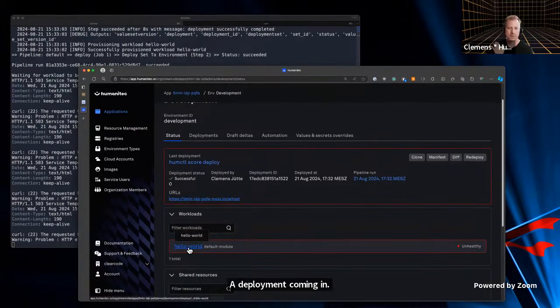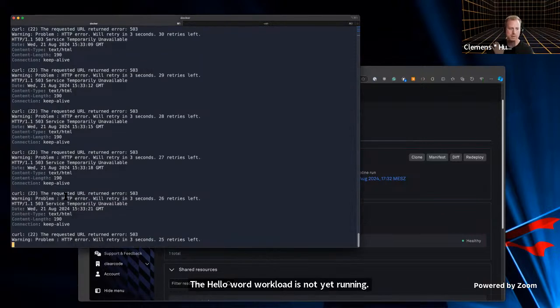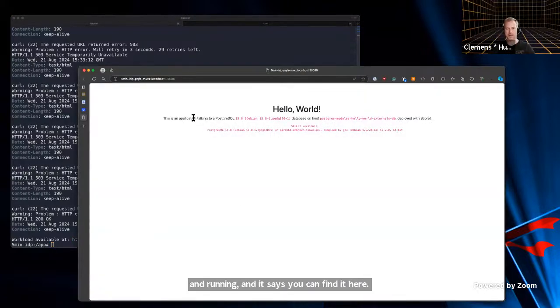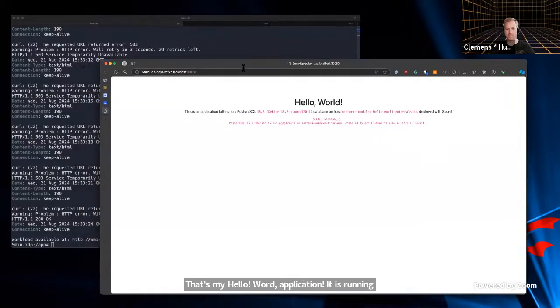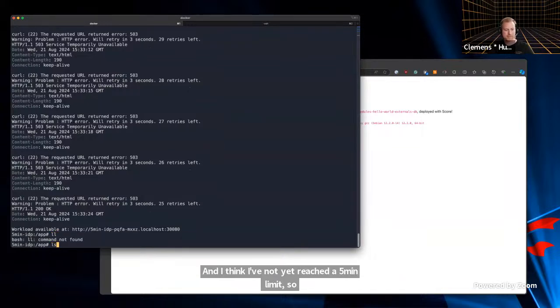Right. So the hello world workload is not yet running. Now it seems to be good. In the background here we go. So I had a few curls which went 503. Now the one is coming back because the workload is up and running, and it says you can find it here. If I open up a browser to here, I can see why. Great. There's my Hello World application. It is running against the Postgres database on top of my local IDP, my 5-minute IDP. And I think I've not yet reached the 5-minute limit, so I can still show you a little bit of stuff.